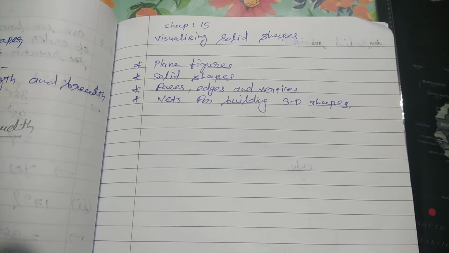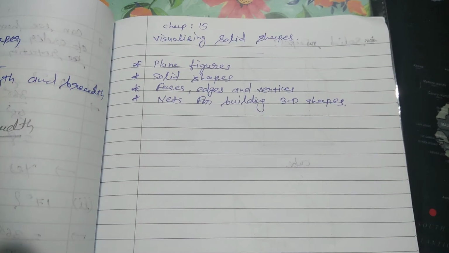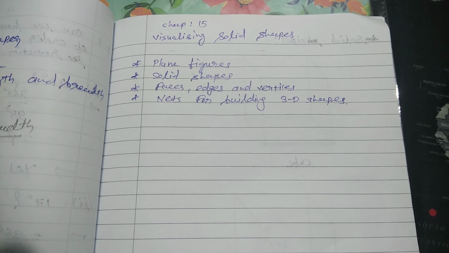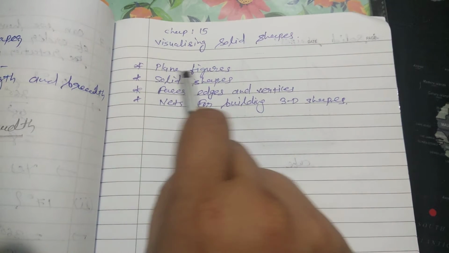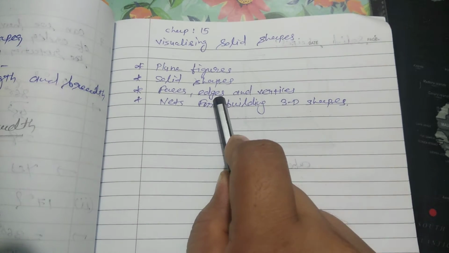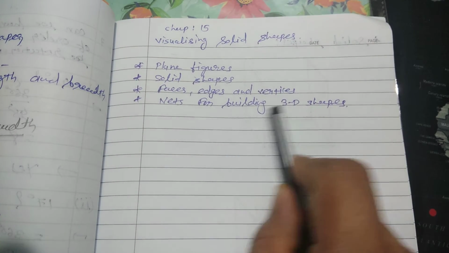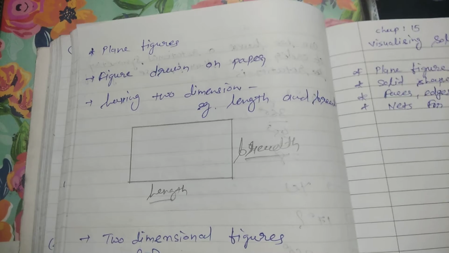Hello students, let's learn a new chapter, number 15. This is the last chapter and the name of the chapter is Visualizing Solid Shapes. Before solving exercise 15.1, we will learn some new things about plane figures, solid shapes, faces, edges and vertices, and last, nets for building 3D shapes.